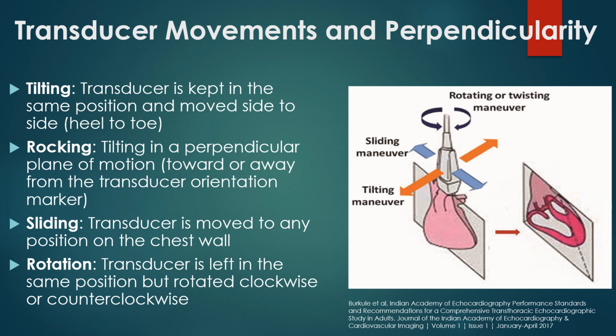The transducer is left in the same position but rotated clockwise or counterclockwise. It's done for obtaining different views from the same echocardiographic window. Rotating the transducer from 11 to 2 o'clock switches from long to short axis. This is very similar, if you're used to doing transesophageal echo, to hitting your Omni button.